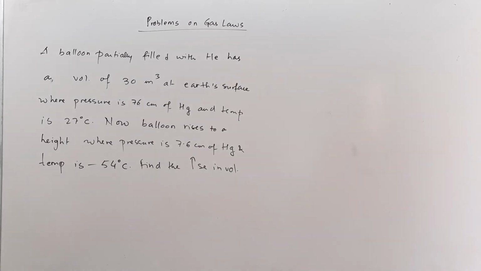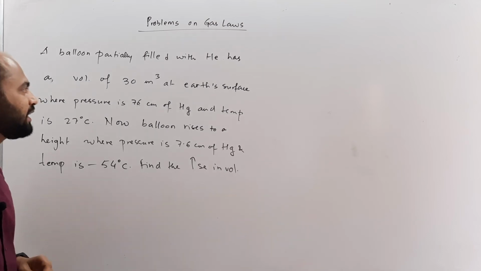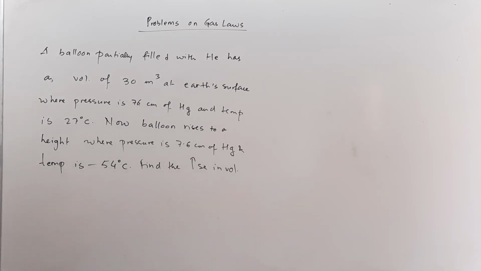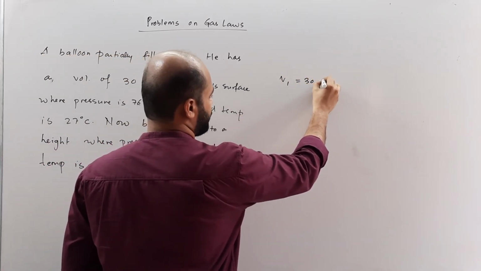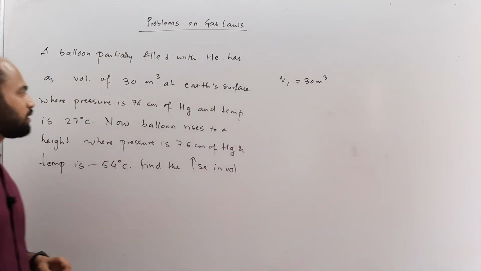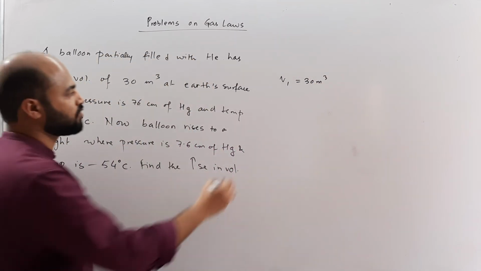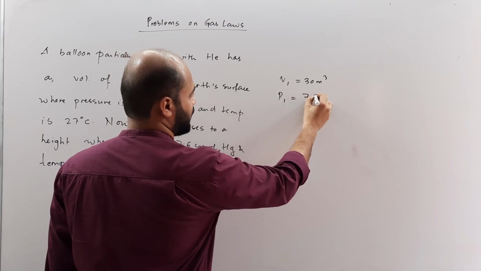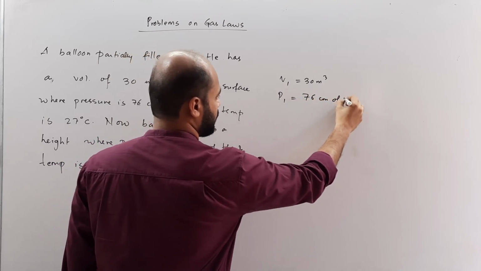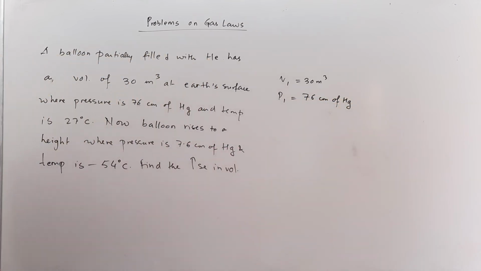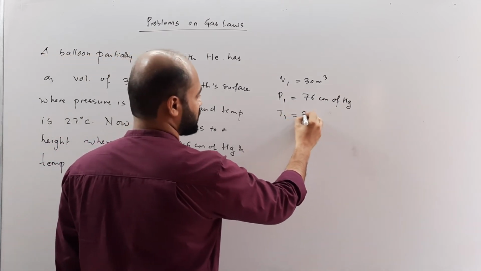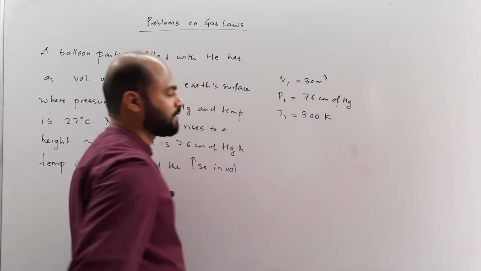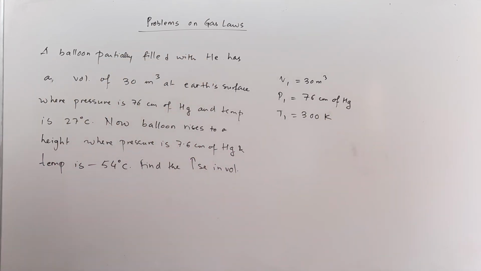So it says that there is a balloon partially filled with helium and it has a volume of 30 meter cube at Earth's surface. So this is the condition 1 for the volume, which is 30 meter cube given to you, and the pressure in this particular condition is 76 centimeters of mercury. So let's write it as it is. The temperature at this point is 27 degrees centigrade, and so the temperature can be taken as 300 Kelvin because 27 degrees centigrade is 300 Kelvin.